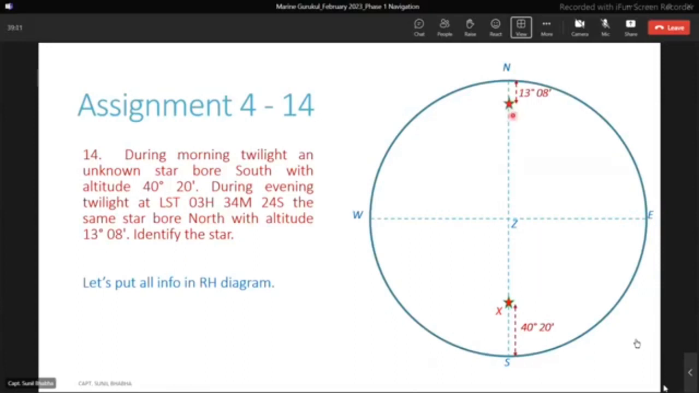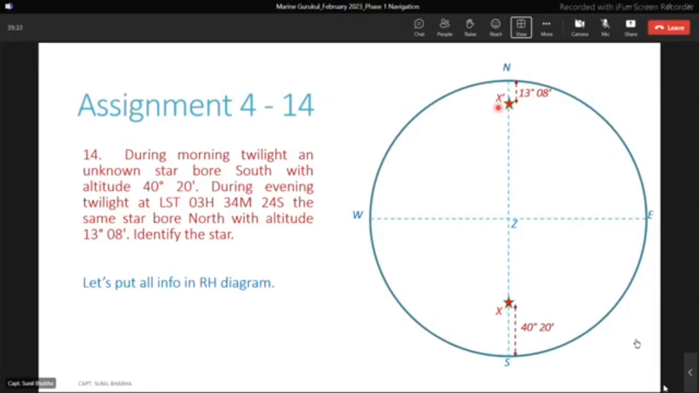Now we have the location of the star at the time of evening twilight as well as at the time of morning twilight. It is the same star. Now the same star can be at these two locations, that is X location in morning twilight and X dash location in evening twilight, only in one way.